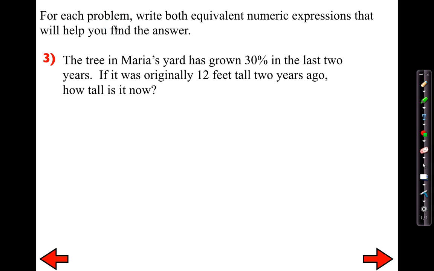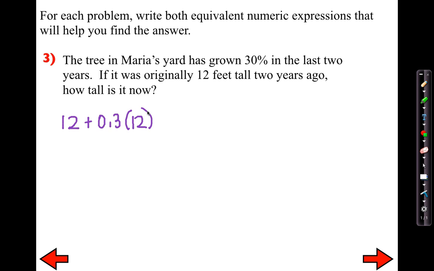Now moving on to number 3, it says, for each problem, write both equivalent numerical expressions that will help you find the answer. Number 3, it says the tree in Maria's yard has grown 30% in the last 2 years. If it was originally 12 feet tall 2 years ago, how tall is it now? Okay. So the first option would be to say, hey, it's already 12 feet, so we're going to start with 12 feet. And since it's getting taller, let's go ahead and add 30% of 12 feet.